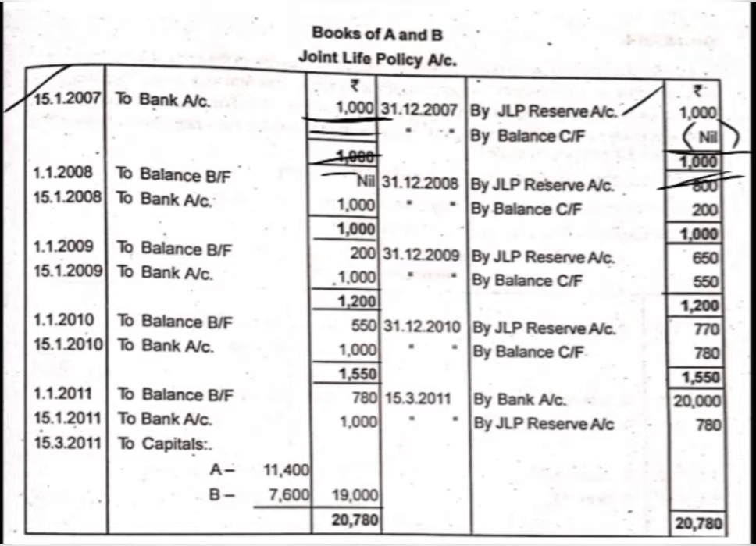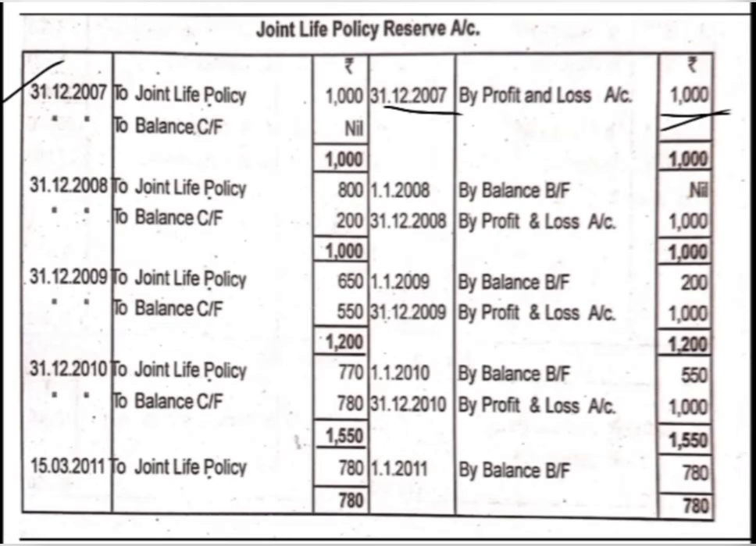Actually normally when we prepare the account, if there is a nil balance we are not going to show that, but here we have to show that. In order to show that, we have maintained these 2 account at their surrender values. Okay, so by balance carried down is nil, and the same balance will be brought down at the beginning of next year, that is on 1st January 2008. To balance brought down is nil. Similarly in the other account also we are going to close the account here, and we get the nil balance. To balance carried down, same balance is brought down at the beginning of next year, that is on 1st January 2008. By balance brought down nil.